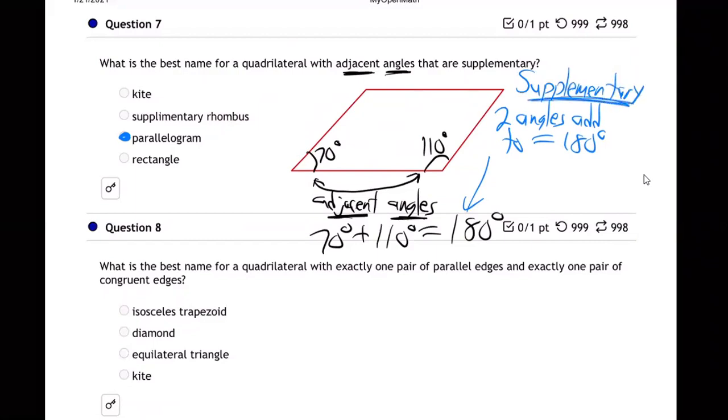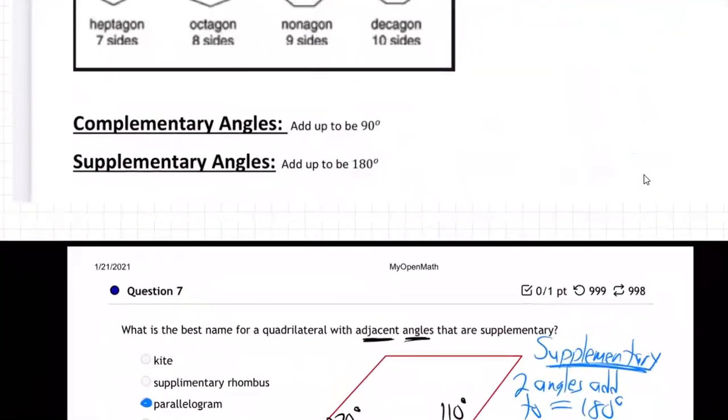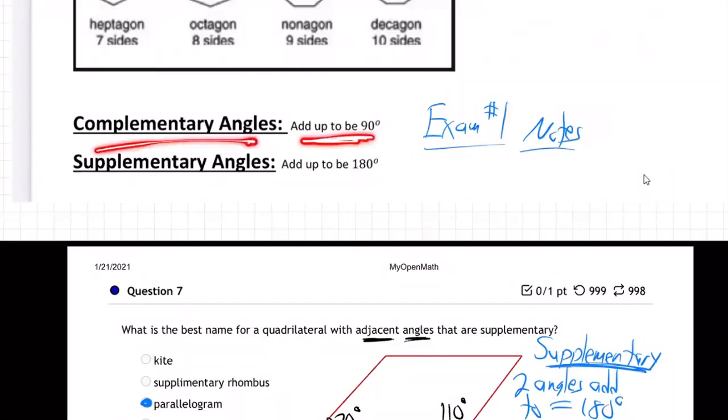So getting some more fancy geometry words there. Supplementary angles are angles that add to equal 180 degrees. In other words, together they make a straight line. They make 180. Here that is on your notes. This is, again, the exam number 1 notes at the top of the Unit 1 module in the Canvas Core shell. So I've given you the definition. Complementary angles are those that add to be 90, and supplementary angles are those that add up to be 180.